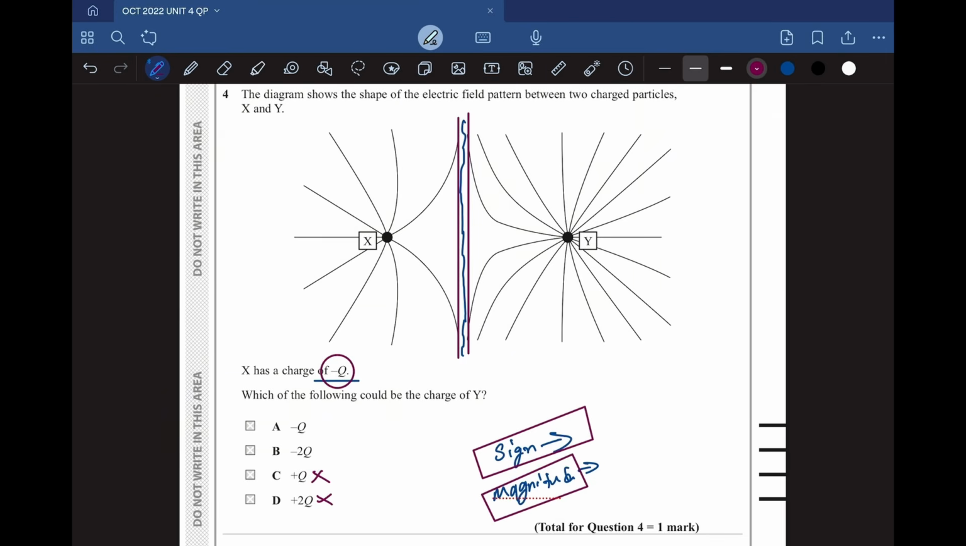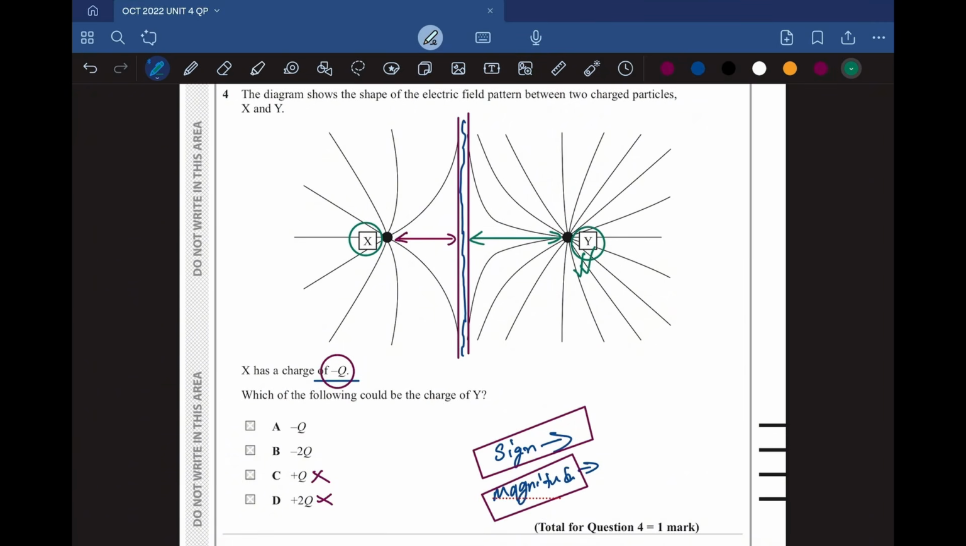Now the null point is closer to the particle which has a smaller magnitude than the other one. So now let's see which one is closer to the null point. So x has a distance this much and y has a distance this much from the null point. So basically we can see that y has a greater distance from the null point and x has a smaller distance from the null point. Now the charged particle which is of a greater magnitude will have a greater distance from the null point than the other particle.